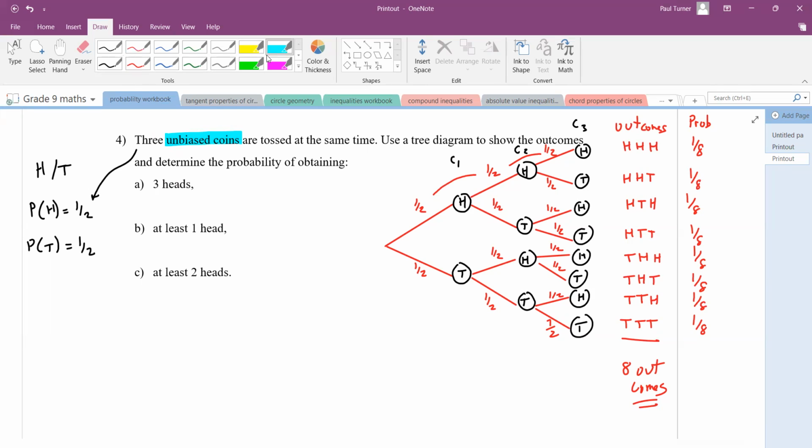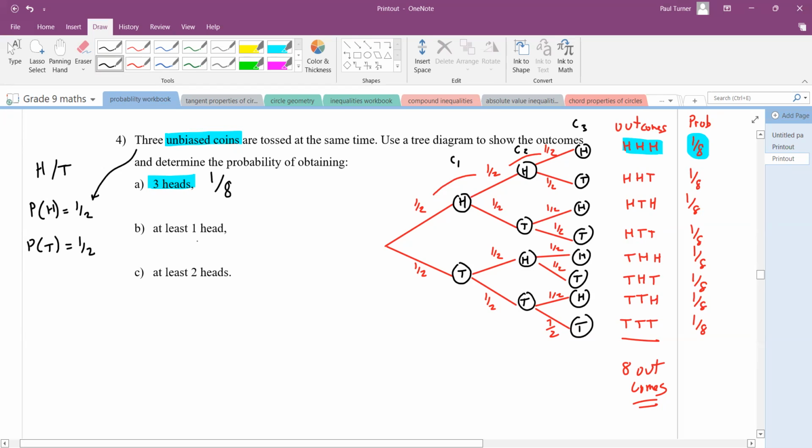Okay, so what's your probability now of getting 3 heads? So 3 heads is here, yep. And there's only one way you can do that, 1 out of 8. So that's why your probability is 1 out of 8. So your chance then is 1/8.